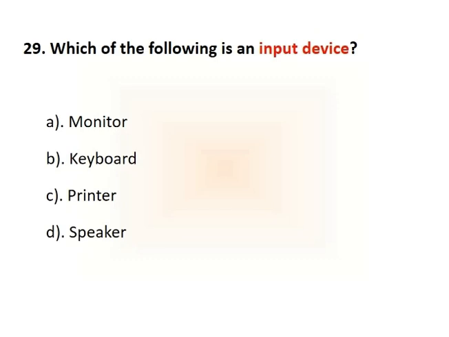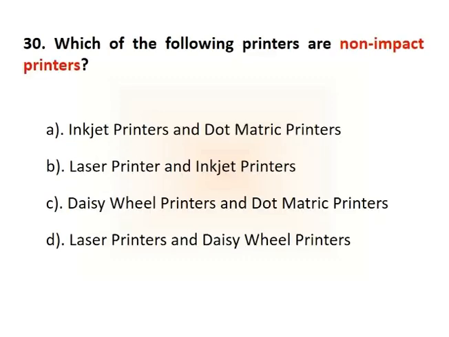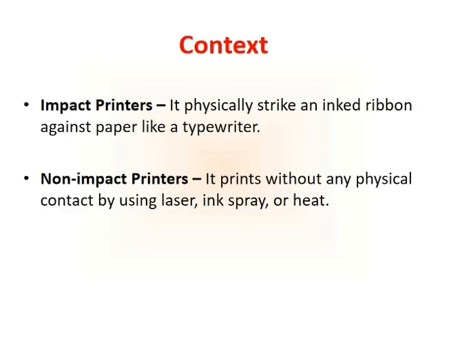Which of the following is an input device? Option number B, keyboard. Which of the following printers are non-impact printers? Option number B, laser printer and inkjet printers.